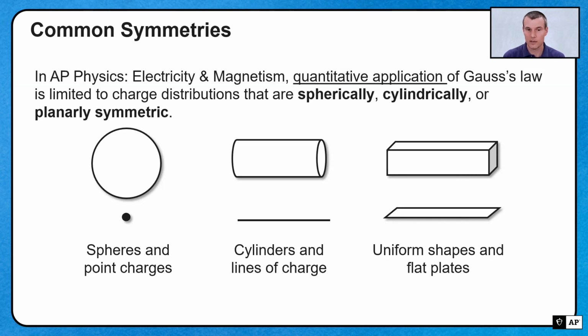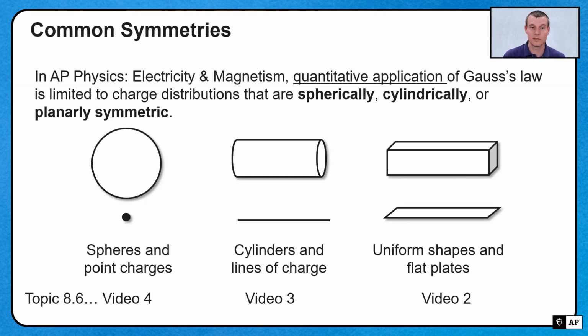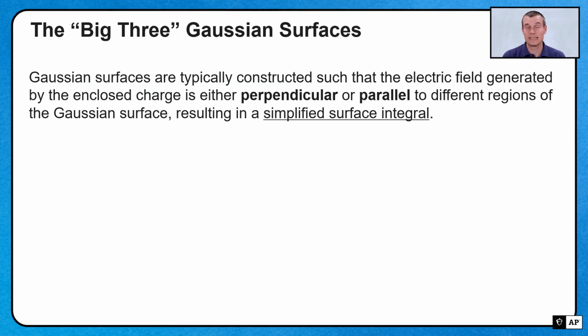If you're wondering how you can learn to solve each of those, this is the breakdown for the next 3 videos. In video 2, we're going to deal with plates, video 3 with cylinders, and video 4, the very last one, we're going to deal with spheres and point charges in this topic. So for today, we're going to take a general summary of how we approach each of these common symmetries. So let's take a look at what these Gaussian surfaces are.